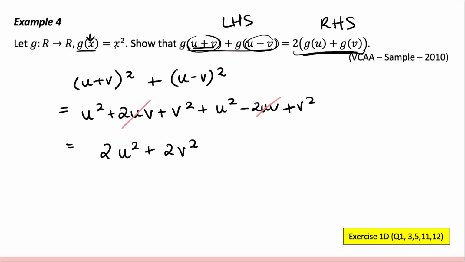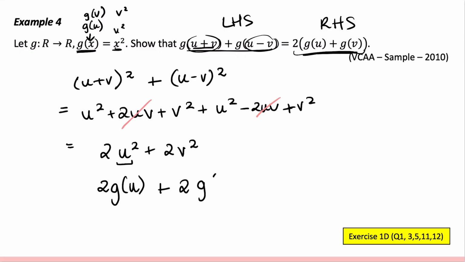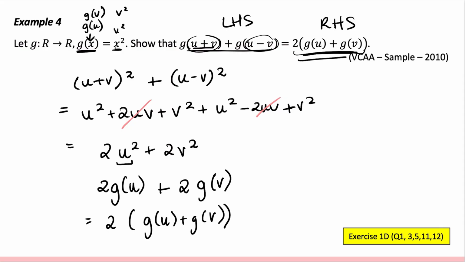It's starting to look like this. Now, u squared is simply just like that. Instead of x squared, it's just u squared, which means that would be g of u. Likewise, v squared would just be g of v. So that would be 2g of u plus 2g of v. And then what we can do is just pull out that 2 and you'll notice it's exactly the same as what they want, so we can write as required.